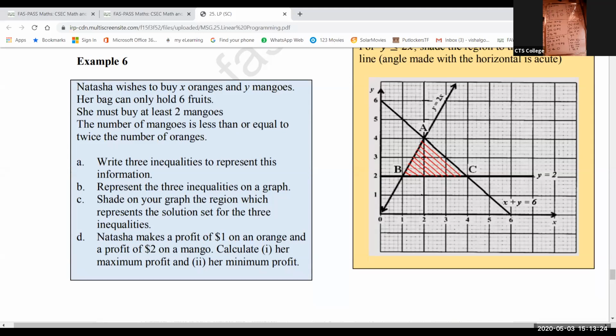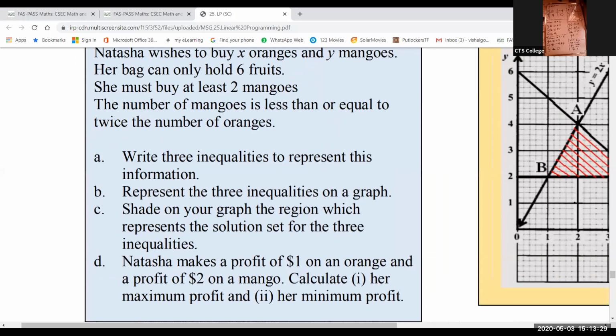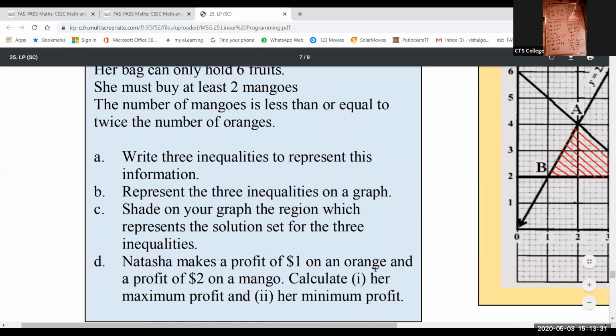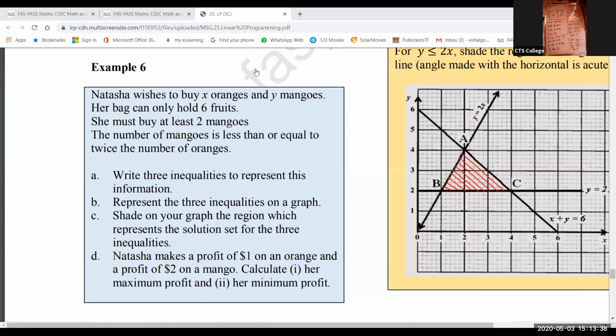So I'm going to give you all this question in particular to do for me. I want you all to tell me what the inequalities will be. Let me just transfer this to Microsoft Paint.